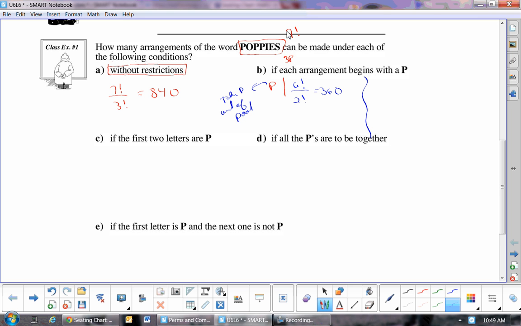I would say that I have 7 letters: 1, 2, 3, 4, 5, 6, 7. The first letter has restrictions on it. It must be a P. So I have 3 of those that I could pick. How many do I have for the next? I would have 6, 5, 4, 3, 2, 1. So I do it like almost the first lesson we ever did, but now I need to divide by my repeats still, which is 3 factorial.